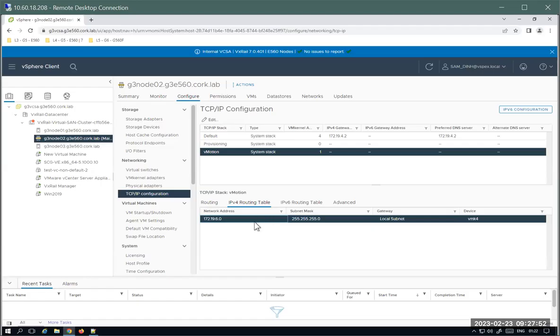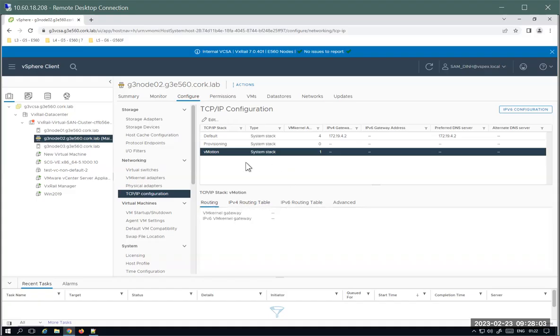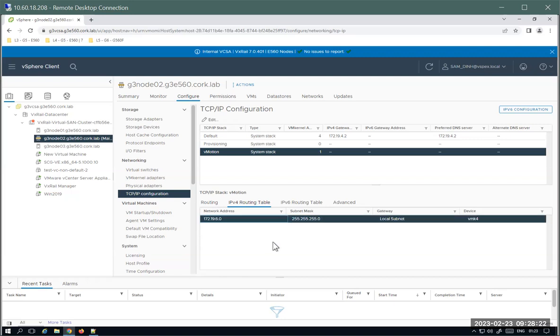Why? Do you know why? For security purposes. We don't want vMotion traffic to go somewhere, or other traffic to come into the vMotion network. The vMotion network should run on this cluster only. So no layer 3 here. Layer 2 only, and on the same broadcast domain only.